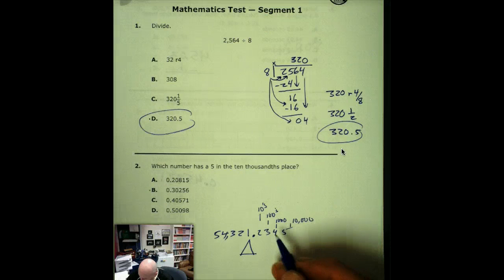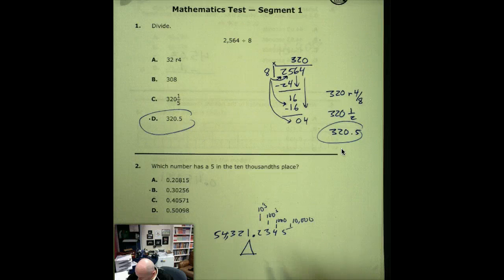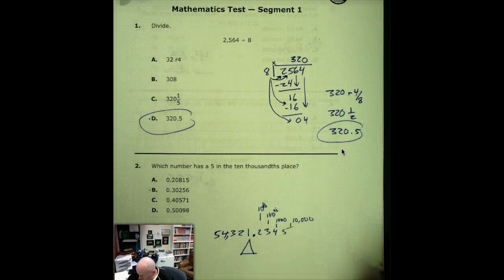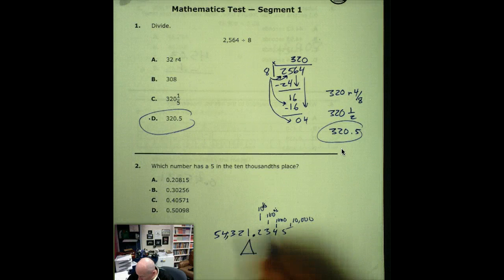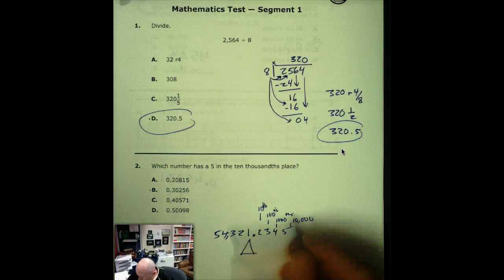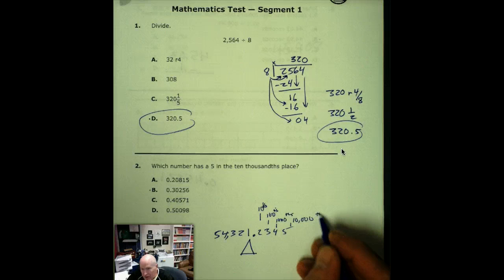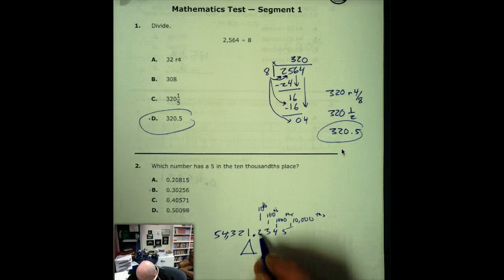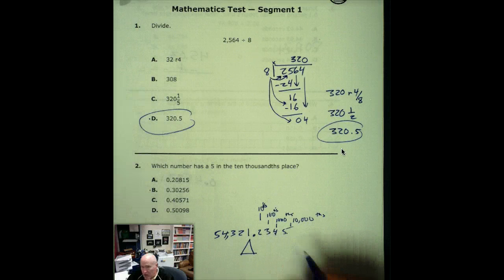Okay, down here, which number has 5 in the 10,000ths place? And I did a little drawing ahead of time on this one for you. A lot of kids think that the balancing point is the decimal, but everything revolves around the number 1 right here. This is the tens, this is the tenths. This is the hundreds, this is the hundredths. This is the thousands, this is the thousandths. This is the 10,000s, this is the 10,000ths. So tens, hundreds, thousands, 10,000ths. This is exactly what I do.